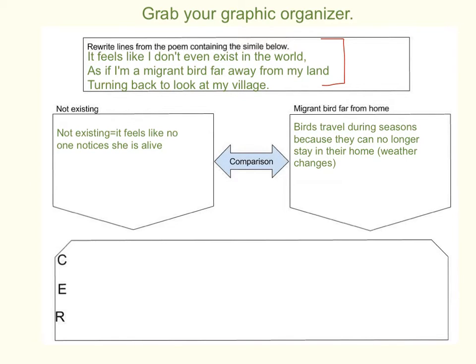And then once you've done that, I want you to think about what you know about the two parts of the comparison being made. So I want you to think about what you know about when someone feels like they don't exist, and then I want you to think about what you know about a migrant bird that's far from home. And I've given you examples in each box, but I want you to brainstorm a few more. Don't stop there. Again, you might need to pause the video in order to fill this out.